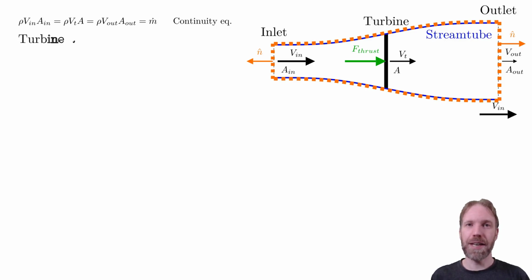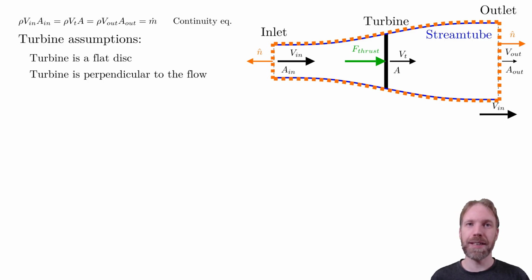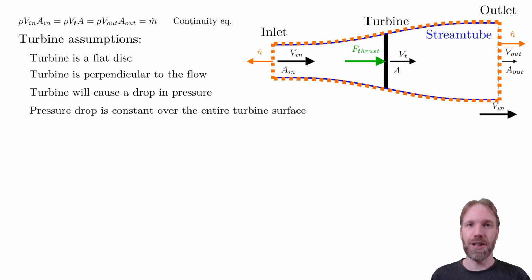Now we will add assumptions about the turbine. Our first assumption is that the turbine is a flat disk without any thickness. This flat disk should be perpendicular to the flow as seen in the figure. The flat disk will cause a drop in the pressure. This drop is constant over the whole surface, just as the flow is constant over the surface. It is this drop in pressure that will extract energy from the flow.